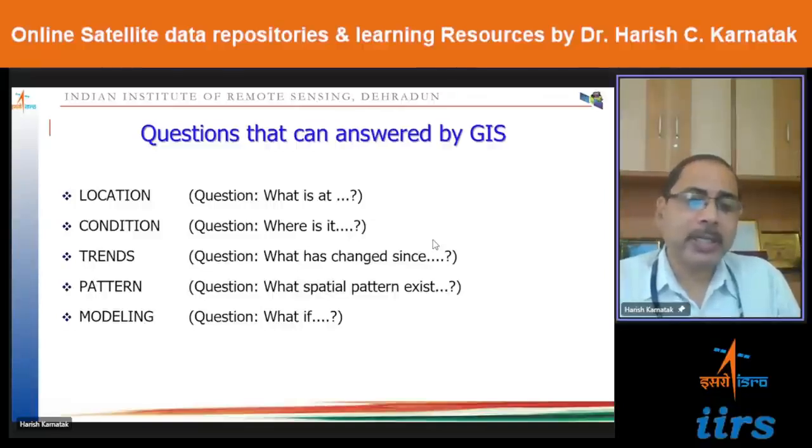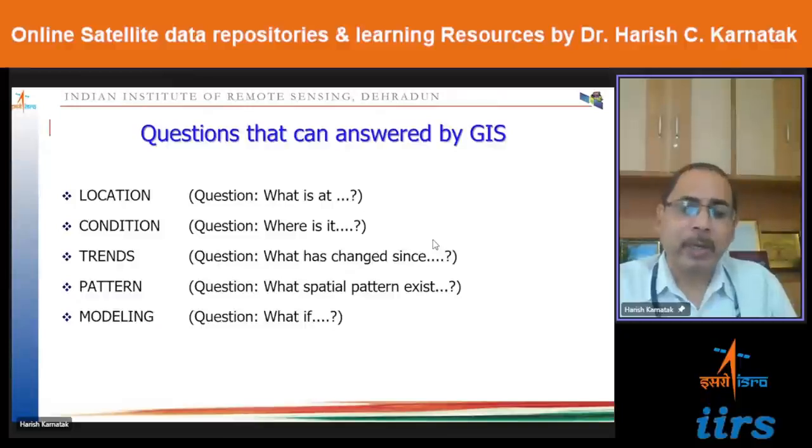These are the basic questions GIS can answer. One is location, second is condition, third is trend, pattern, and modeling. Location, we have already seen in the last slide, gives you information about an object on the Earth's surface. Condition, I already discussed. Another important point is trend. Suppose you have satellite images or data in a temporal domain, that is, time series data, and you want to understand the changes happening at a particular location. This kind of trend analysis, what trends are available in my locality, GIS can help you with.